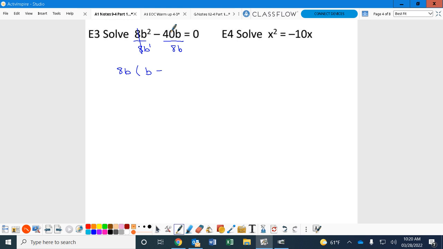The next one, 40 divided by 8 would be the 5. That's where that was coming from. And then the B's just cancel out. We're just factoring out a GCF, guys. We did that for several tests before we moved on to the radicals. Once we factor out the GCF, we now have a multiplication problem. If we have a multiplication problem, we can say that this part, the 8B, could equal 0. And we can say this part, the B minus 5, could also equal 0.